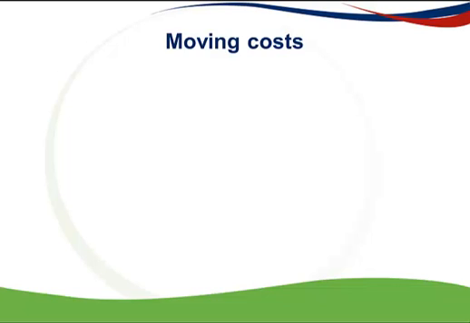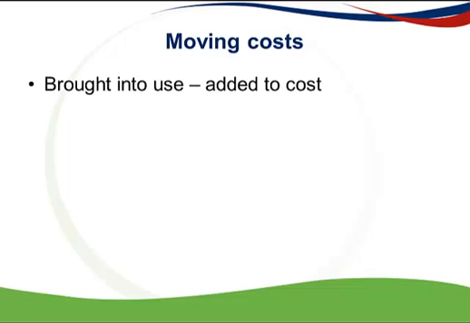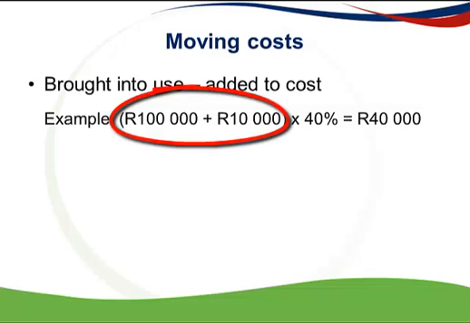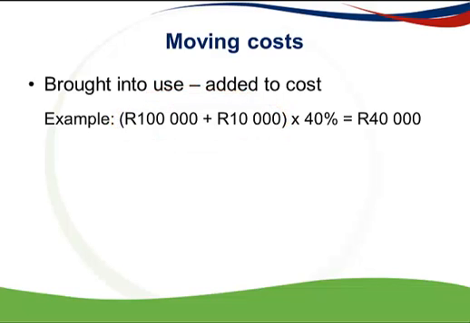Another thing to take note of is the deduction of moving costs relating to assets claimed in terms of Section 12E and Section 12C. If the moving cost is incurred in the year that the asset is brought into use, then this amount is added to the purchase cost of the asset, and the total amount is claimed over the number of years that Section 12E or Section 12C prescribes. If we look at an example, let's assume the cost of the asset is 100,000 and moving costs were incurred when it was brought into use of 10,000. Then we will add the two amounts together, and the 40% allowance will apply to that total amount to get my capital allowance for this year.